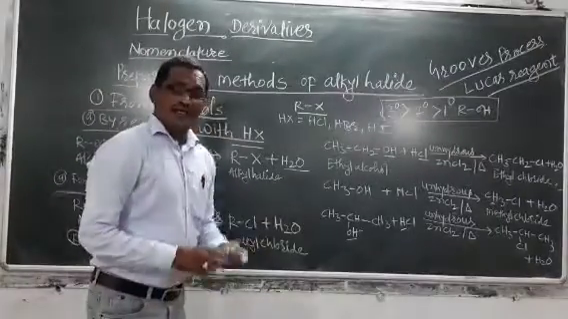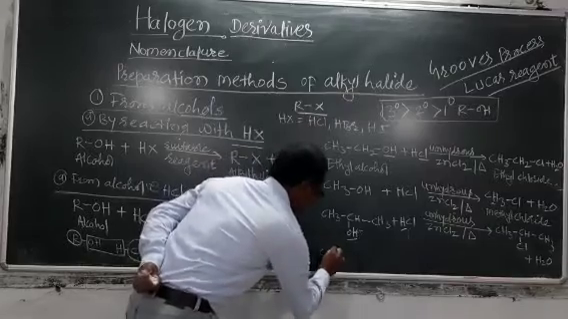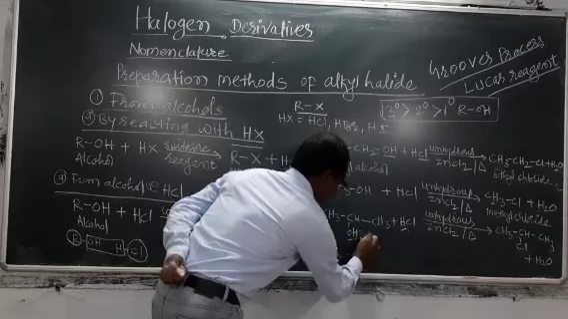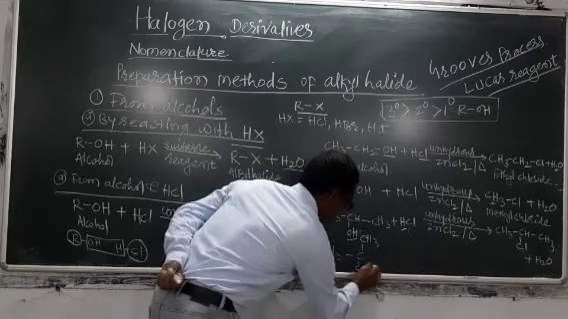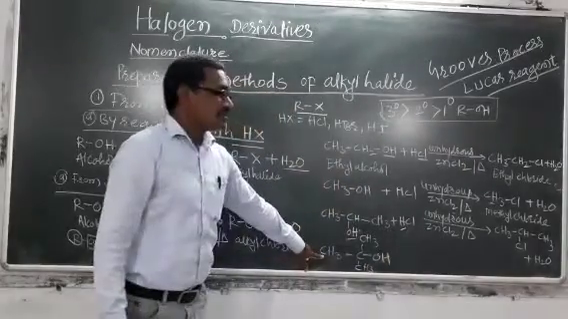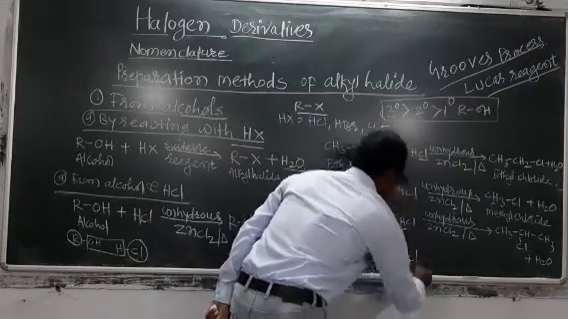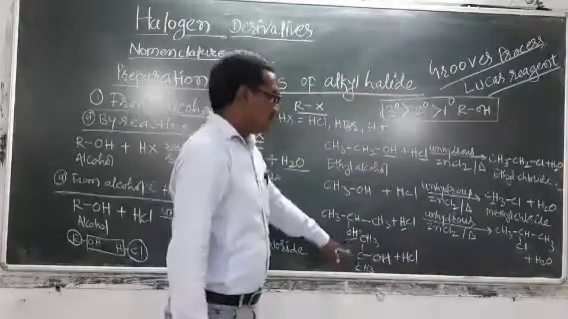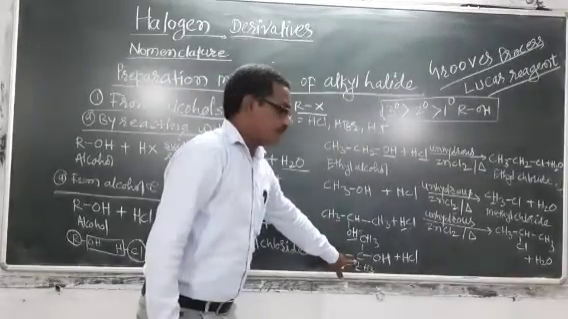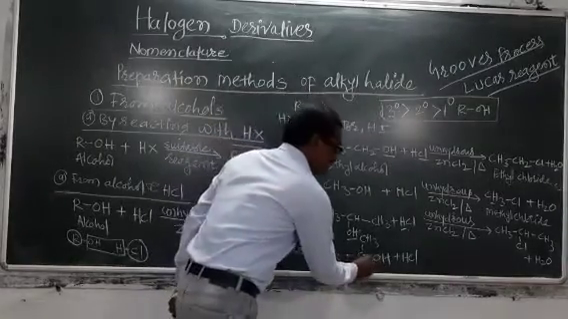Now, the last example I want to give here. Suppose I am using (CH3)3C-OH. The name of this alcohol is tertiary butyl alcohol. It is reacted with HCl. This example is a tertiary alcohol, tertiary butyl alcohol. This carbon atom is a tertiary carbon atom.